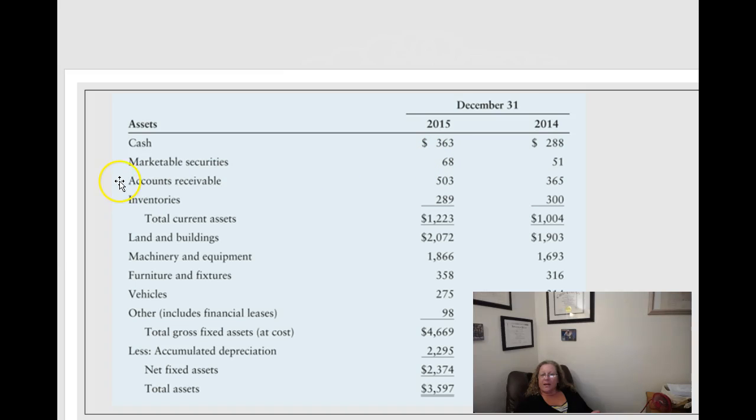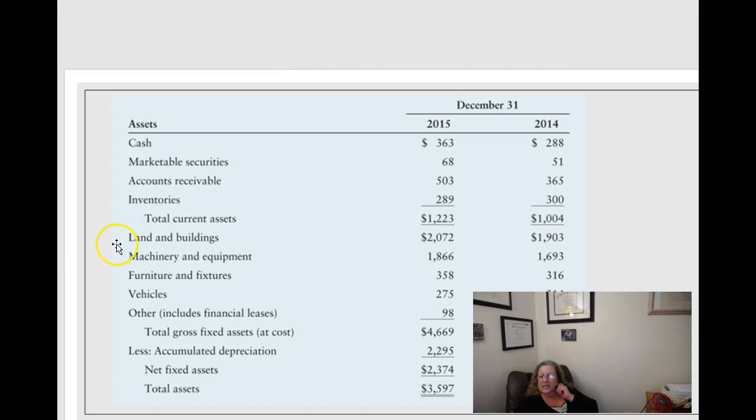Okay, and then we have accounts receivable. This is an account that holds money that people or businesses owe you. So whenever you sell something, if you don't collect the cash right away, it's called an accounts receivable, and it's paid at a later date. And then inventory, whatever inventory they have would be listed. And these are considered current assets, and we would total those together to get the total current assets.